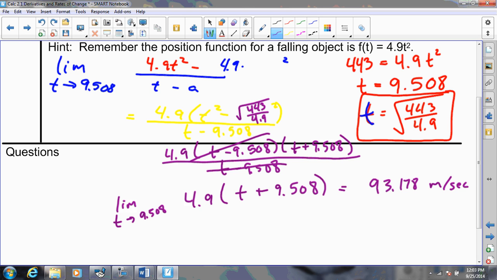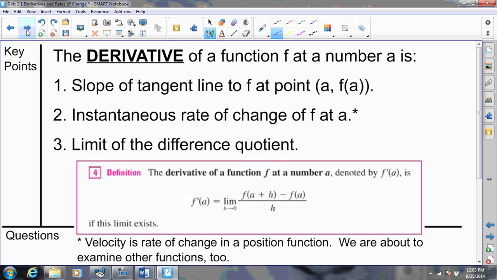Sorry for messing up the algebra. I'll try to be more clear. 93 meters per second. 93 meters is a little bit less than a football field. So it would run the whole length of a football field in 1 second. That's about how fast it would be going, a little bit slower than that.